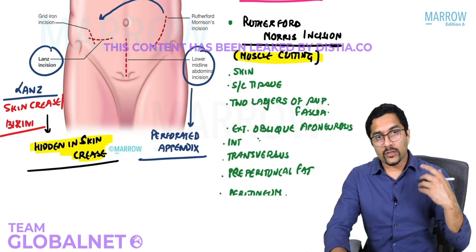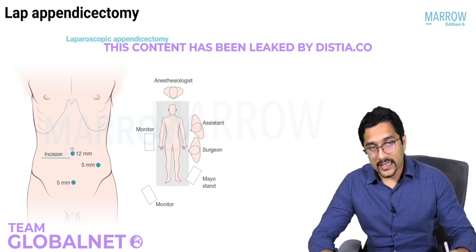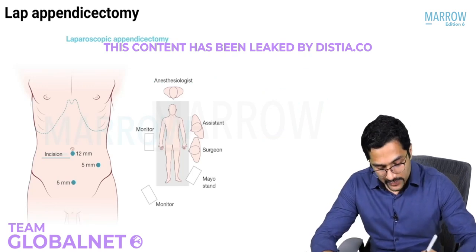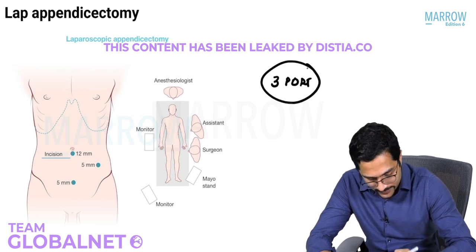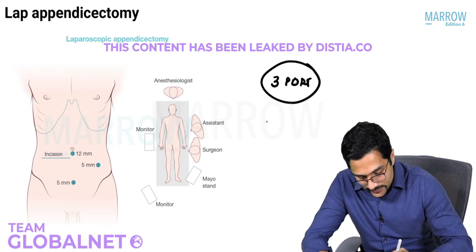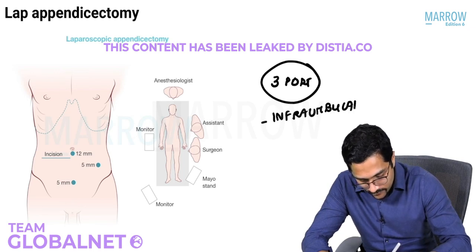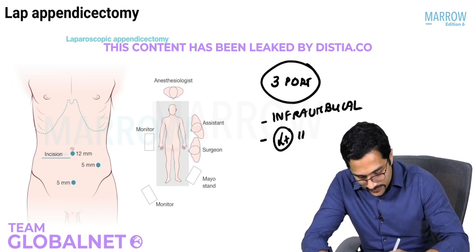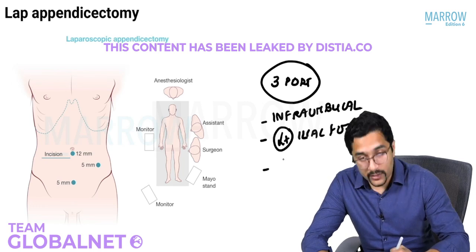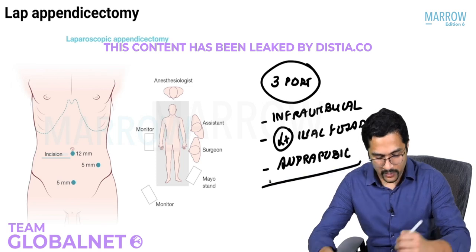Now appendicectomy can also be done laparoscopically, and in lap appendicectomy, you can see that there are 3 ports. There's usually a 3-port technique which we use. The first port is the infraumbilical port through which your camera is going to go. You can have another port in the left iliac fossa, and you have a third port in the suprapubic region.